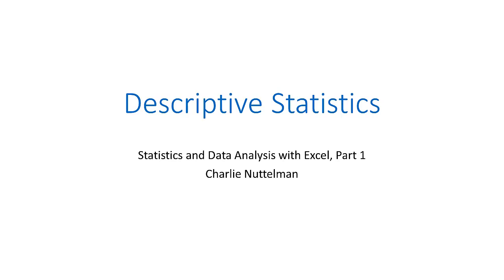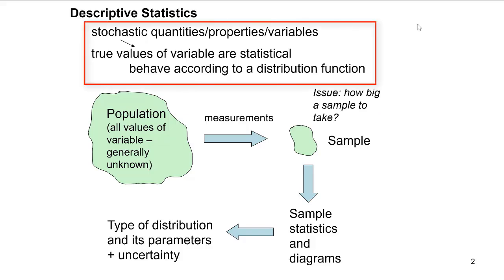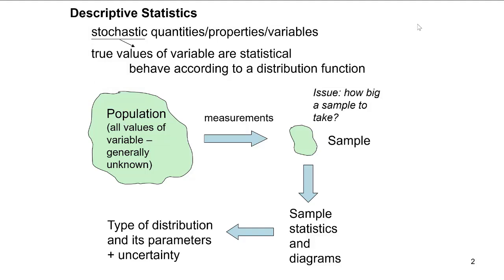In this screencast, I'm going to cover descriptive statistics. This is usually in respect to samples, as opposed to populations. To preface this, we usually are interested in a stochastic quantity, property, or variable. Stochastic meaning that the true values are statistical and they behave according to a distribution function. So this population has some sort of distribution.